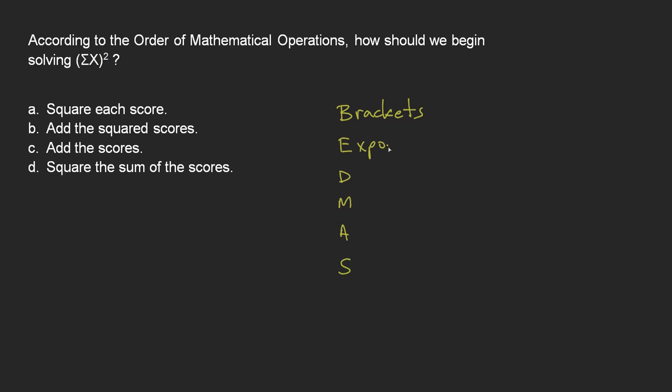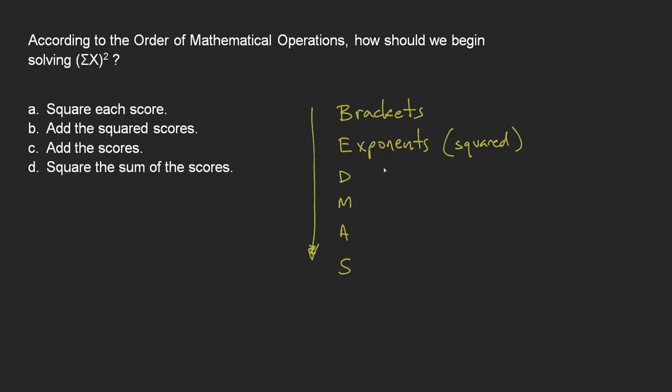E is for exponents. Exponents just means when something is squared, like we've got here, or to the power of 3 or 4 and so on. However, in your course, you're not going to go beyond seeing things squared. So when something is squared, you deal with that second. Brackets comes first. You do things in this order.